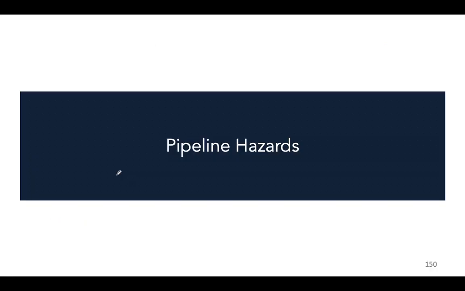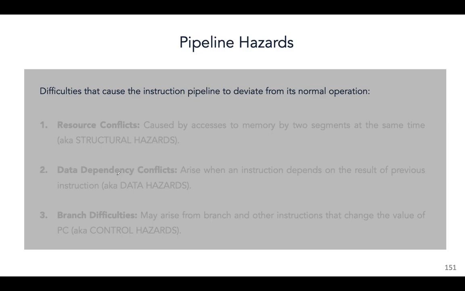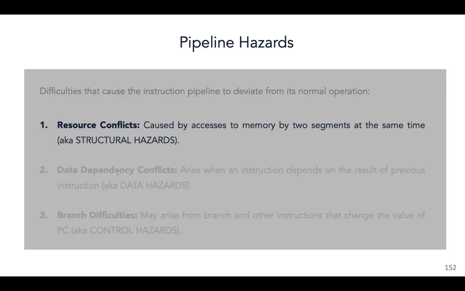All right, let's begin with pipeline hazards first. Now, difficulties that can cause the instruction pipeline to deviate from its normal operation are of three main kinds. The first one is resource conflicts. This happens when access to memory is done by two segments at the same time, right? So when two or more segments of the pipeline are trying to access memory at the same time, resource conflicts occur. These conflicts are also known as structural hazards.